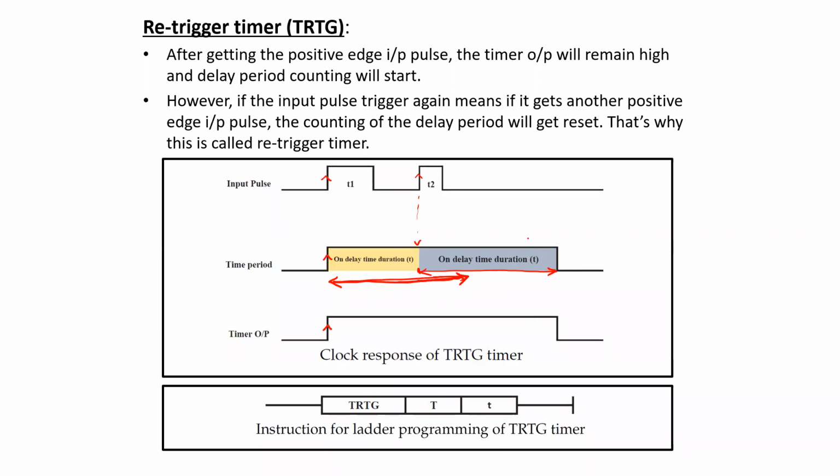And let's say there was another input pulse over here, T3, at this point, before the delay count is finished. Then from this point onwards, the timer would restart the count up to the duration set by the user. So what is the difference between the monostable timer and the retriggering timer?